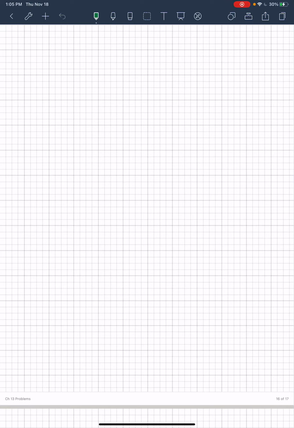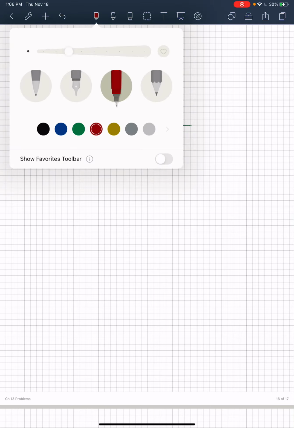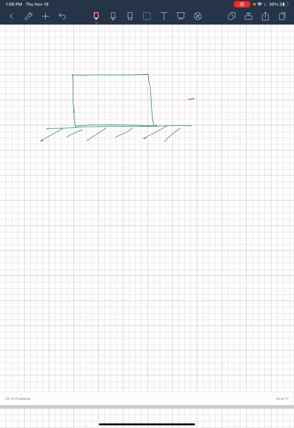This is a problem from chapter 13. So for this one, we have a block that's on a surface, and it has some forces acting on it. So it's got a 300 Newton force acting to the left, and then a 500 Newton force up here.